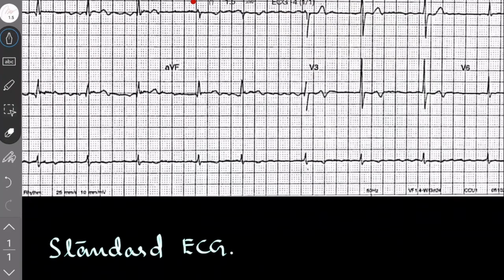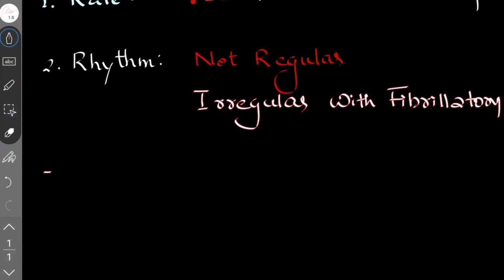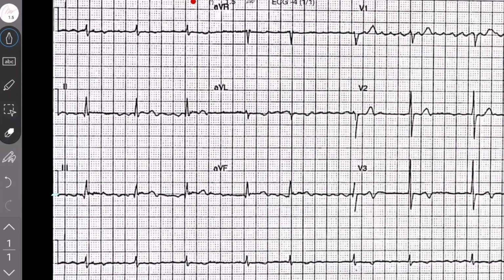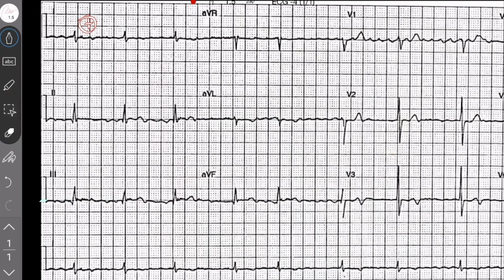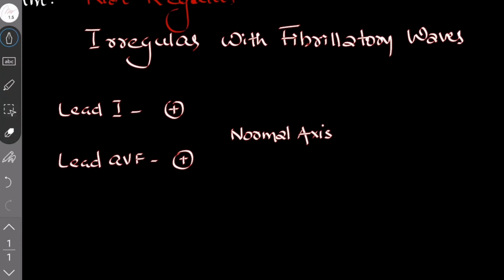Next we will check the axis of the ECG. For checking the axis, we check lead 1 and lead aVF. In lead 1, the axis is positive. In lead aVF, it is negative. Lead 2 is also positive. So it is a normal axis, which ranges from minus 30 to plus 90.